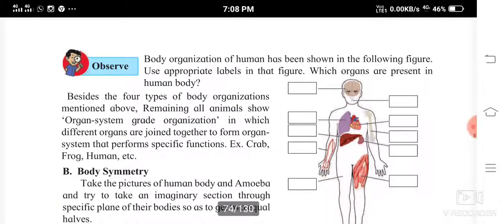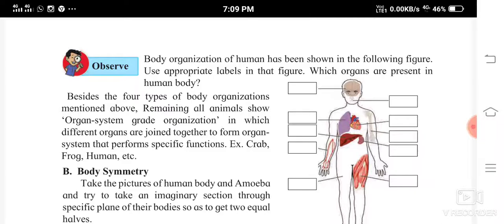Observe, body organization of human has been shown in the following figure. Use appropriate labels in that figure for which organs are present in the human body. So you are going to write which organs are present in the human body. Besides the 4 types of body organization mentioned above, remaining all animals show organ system grade organization, in which different organs are joined together to form organ systems that perform specific functions. Example, crab, frog, human, etc.